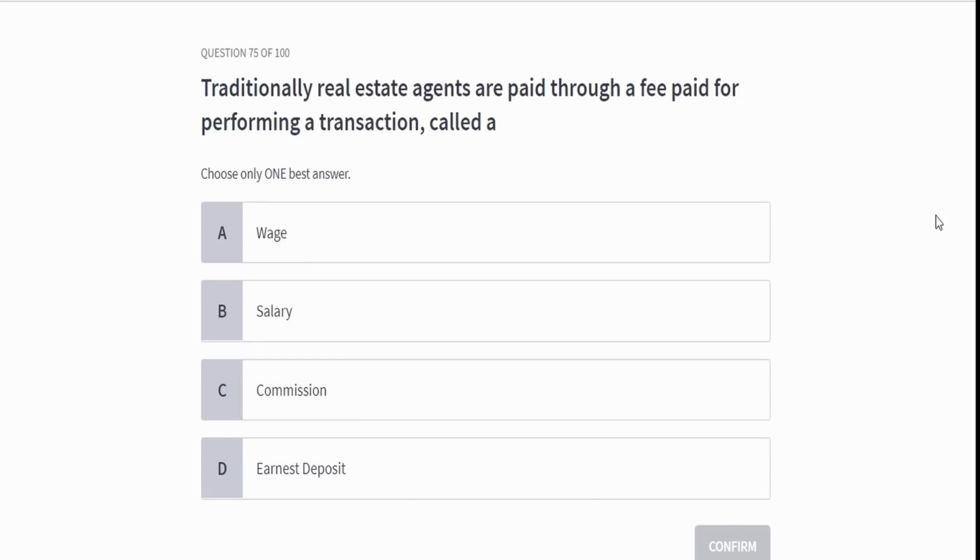All right, next question. 75. Traditionally, real estate agents are paid through a fee paid for performing a transaction, called a what? A, a wage, B, a salary, C, a commission, or D, an earnest deposit. So have some time to think this one over, starting now.